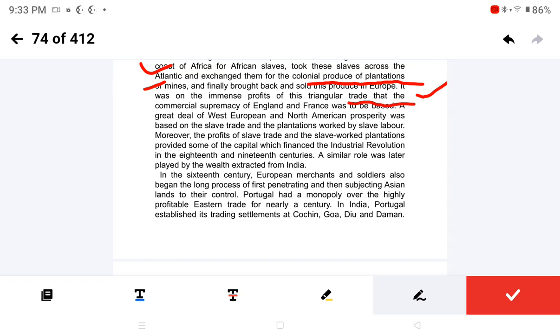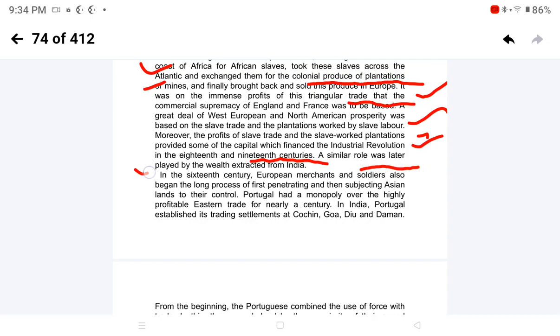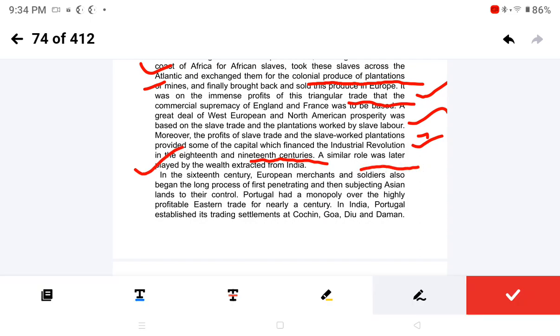A great deal of West European and North American prosperity was based on the slave trade and the plantations worked by slave labor. Moreover, the profits of the slave trade and the slave-worked plantations provided some of the capital which financed the Industrial Revolution in the 18th and 19th centuries. A similar role was later played by the wealth extracted from India.